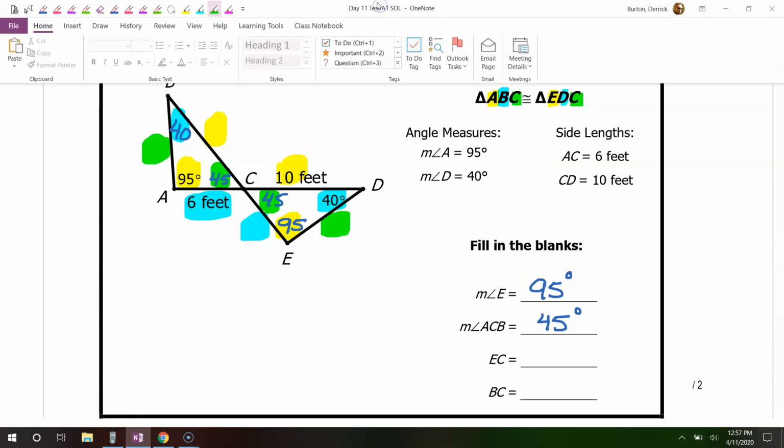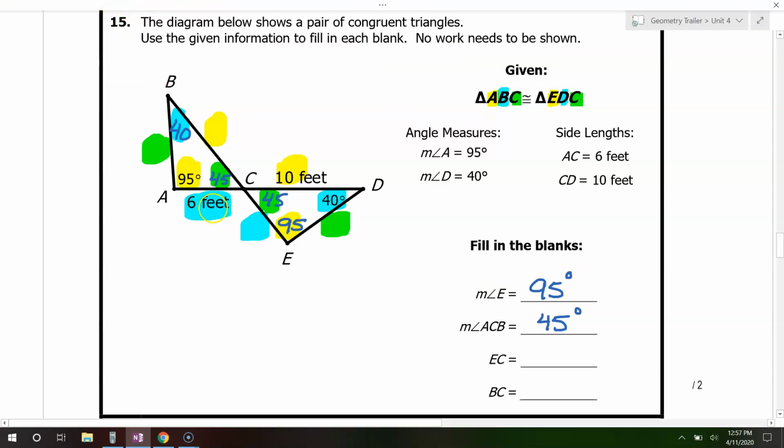So the triangles are congruent, so the corresponding sides have to be congruent. I see 6 feet right here in the blue, so this will be another 6 feet over here. I see 10 feet over here in the yellow, so that means I'm going to have another 10 feet over here. I don't think there's enough information to figure out the green. Hopefully they won't ask us for the green. But they asked us for EC. Segment EC, we decided that was 6 feet. What about BC? BC, we decided that was 10 feet.